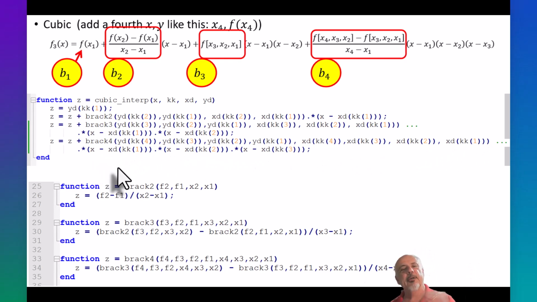I'm going to have the X minus X1 times the X minus X2 that I had previously, adding in that last factor, the X minus X3. And then I return Z. And that's how cubic interp works. Very straightforward how you build on these BRACs, and it makes it very nice. You don't even have to calculate the polynomial. You could if you wanted to, but this is really much easier than doing that.